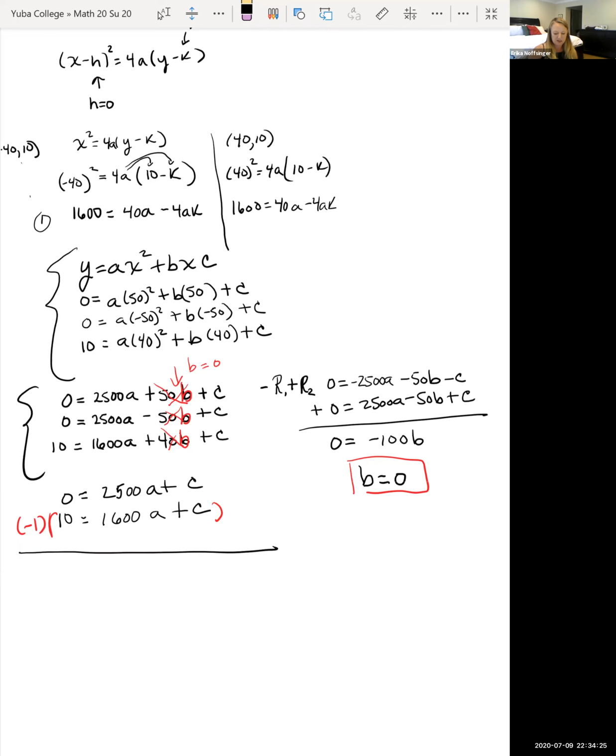So this would really be 0 plus -10, that's a -10, is equal to 2,500A. Really, this is now a -1,600A. So that's going to be left with a 900A. And then -1 times the C. So C minus C is 0. So we can figure out what A is.